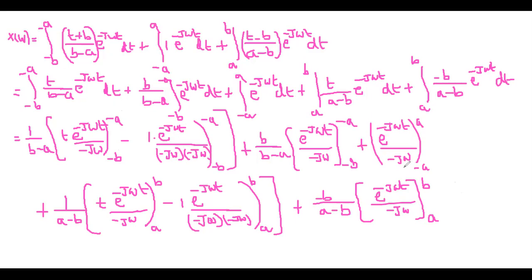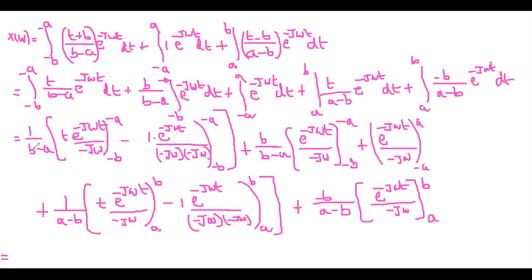All will get cancelled. Whenever you take e power j omega a as a constant, e power j omega a and e power minus j omega a is a common term, you get zero. Okay. Finally, it has only these two terms, my dear students. You can simplify that.